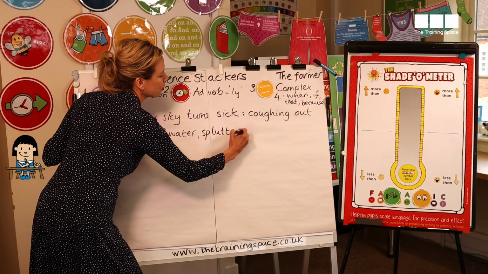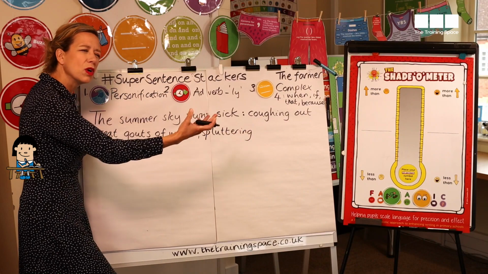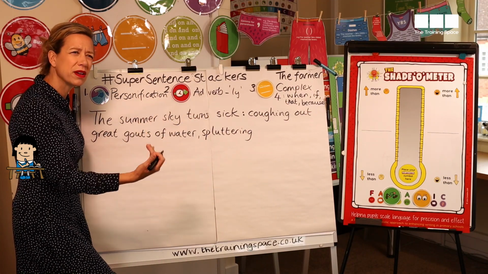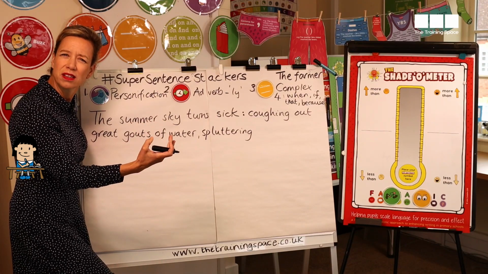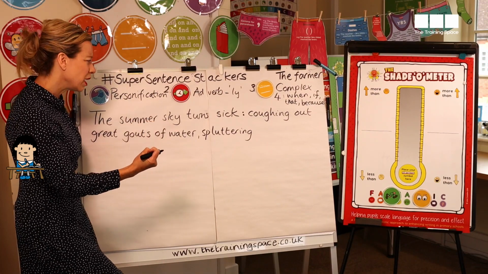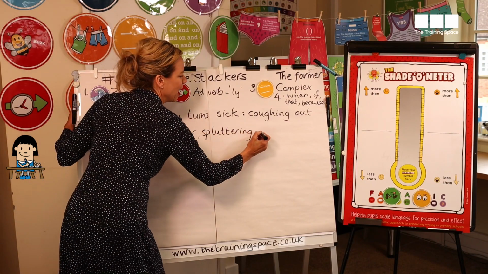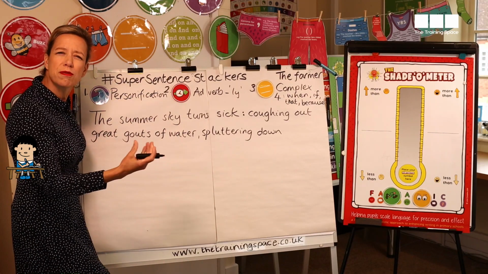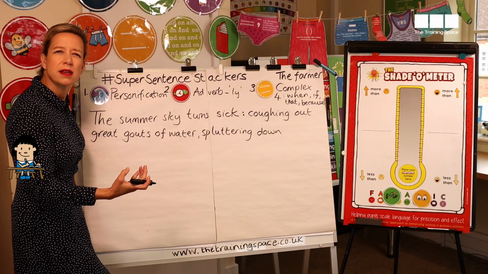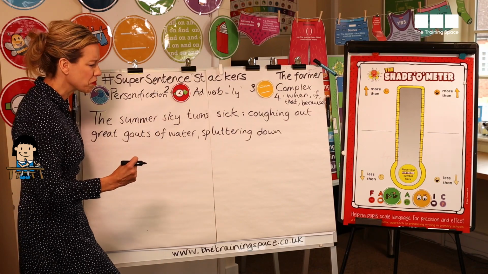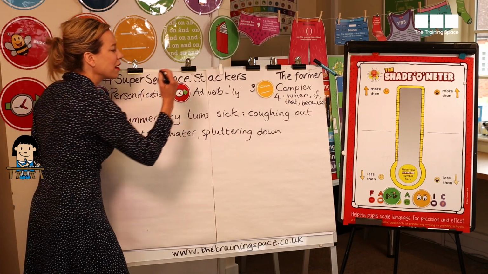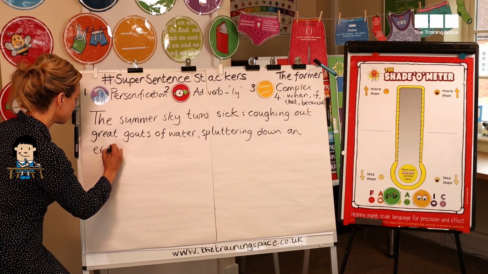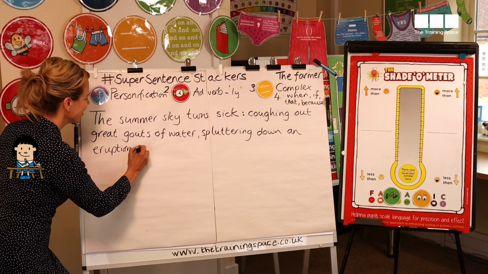Spluttering. I still want to talk about almost these rain droplets. Rain droplets is too gentle. We want a storm. Spluttering down, that's better. An explosion of rain. Yes, an expulsion, not quite right. Spluttering down, an eruption of rain. Eruption of rain.